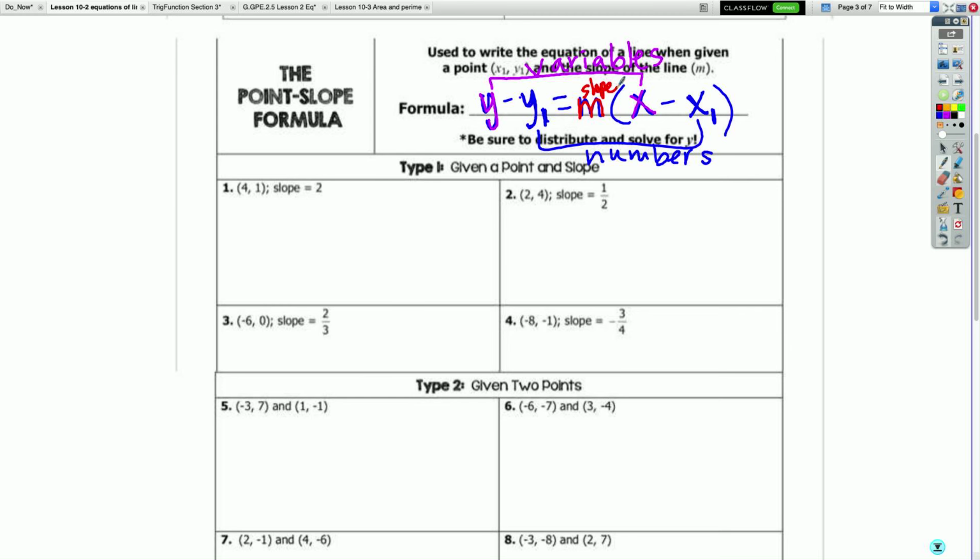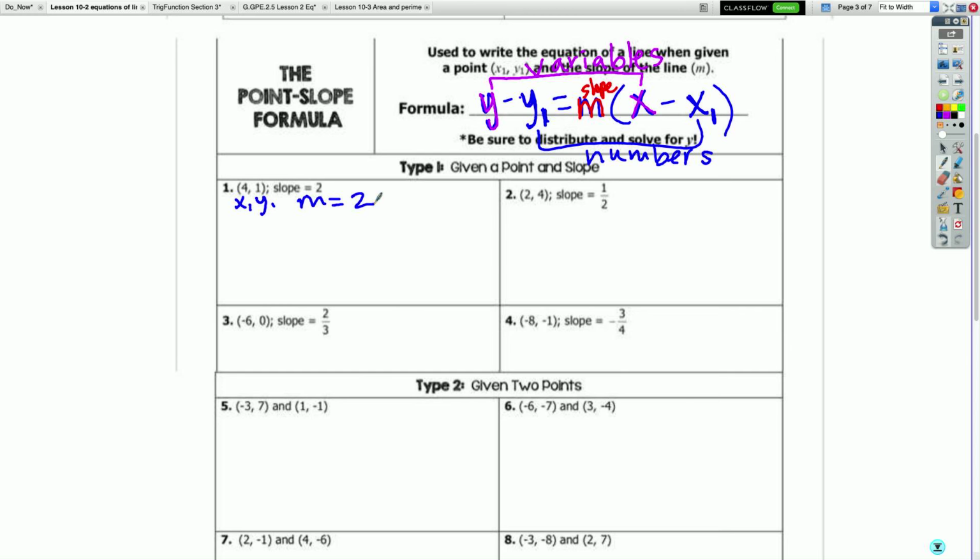Okay, so the first type that we get are really simple. They give you a point and they give you a slope, hence the name point slope form. It just is about what is given to you. So my point is 4, 1. I label that x1, y1. That's where I get my numbers from. And then my slope is 2, so what letter does that represent? M. So my m is equal to 2.